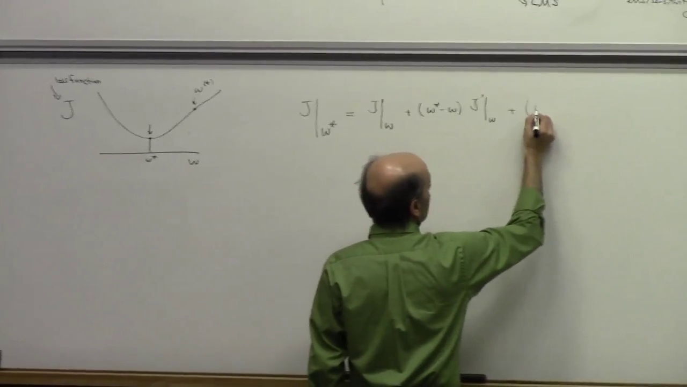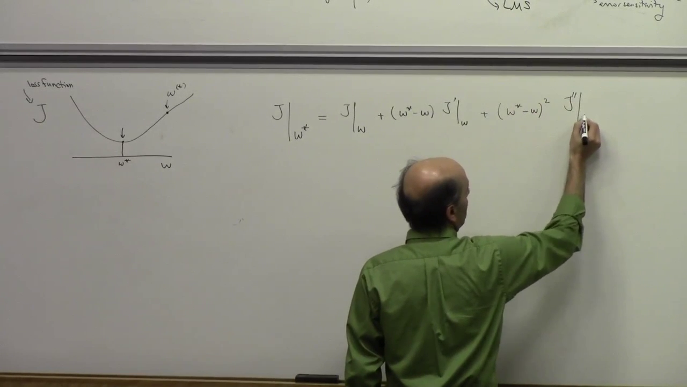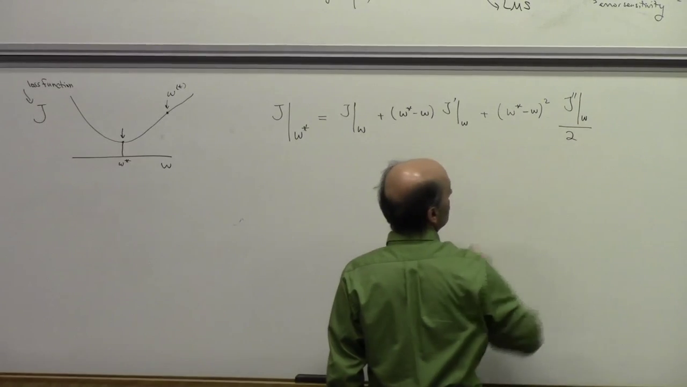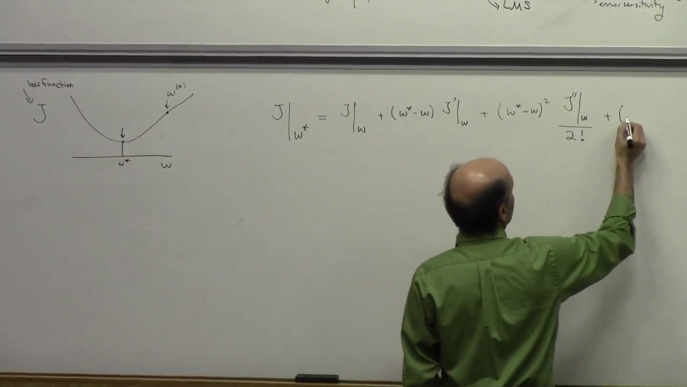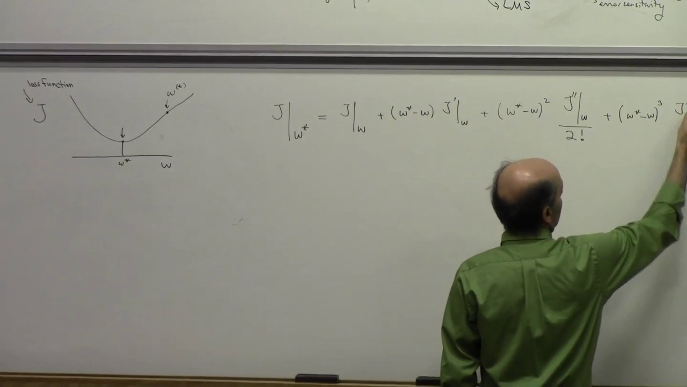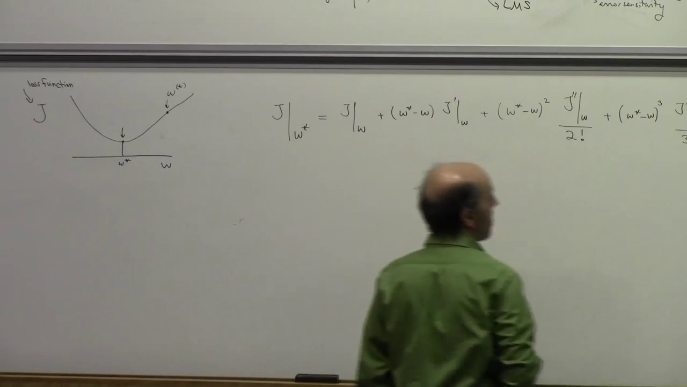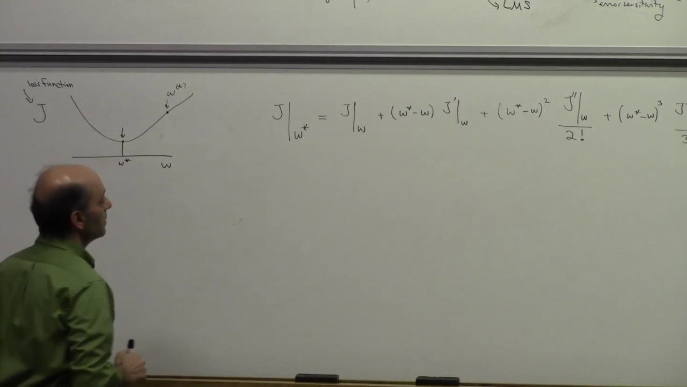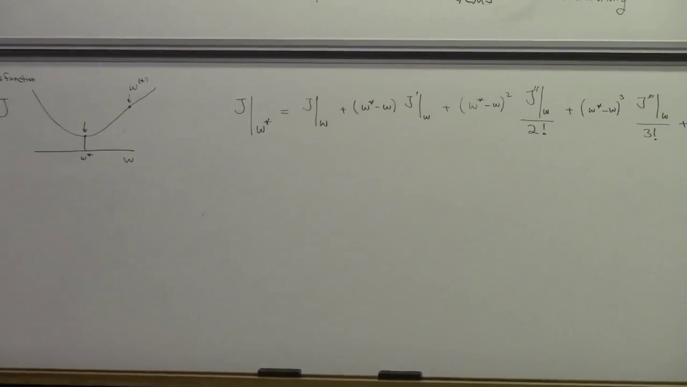plus w star minus w squared times the second derivative of j evaluated at w divided by 2 factorial, which is just 2, plus w star minus w cubed, the third derivative of j evaluated at w divided by 3 factorial, plus the rest. So I've just written the Taylor series expansion of my cost function evaluated at this optimum parameter w star. Any questions about that so far?